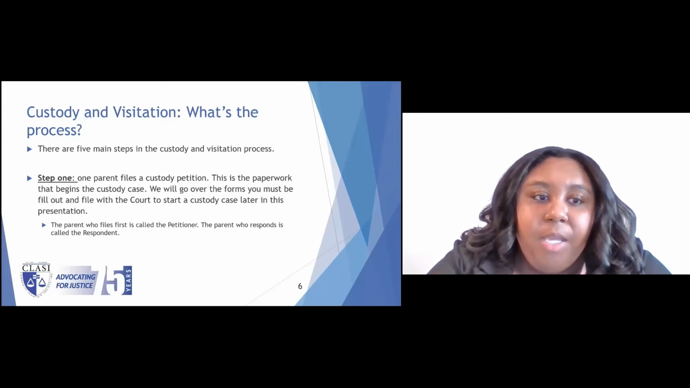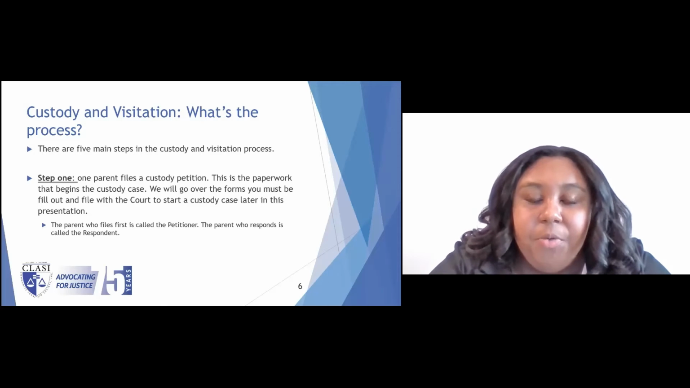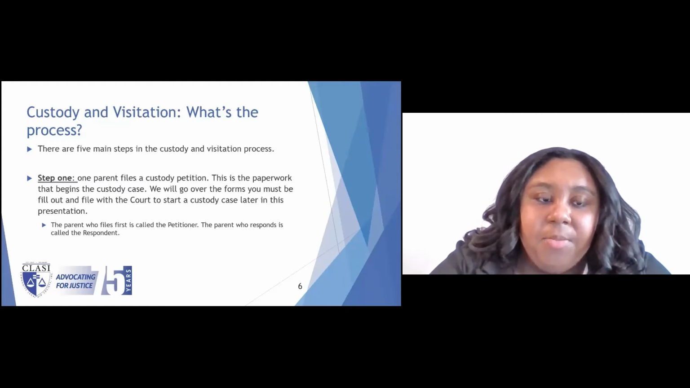There are 5 main steps in the custody and visitation process, and I'm going to take you through them now. The first step is that one parent files a custody petition. This is the paperwork that begins the custody case. We will go over the forms that you must fill out and file with the court to start a custody case later in this presentation.